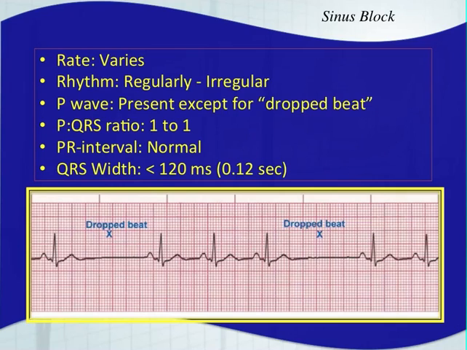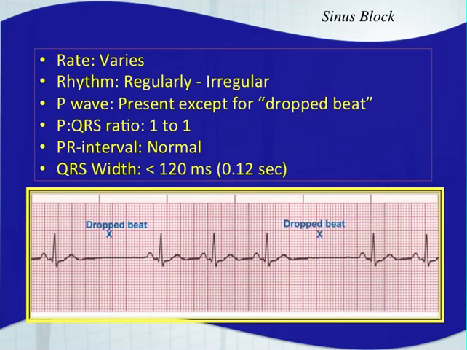A sinus arrest is different. For some reason with the sinus arrest, the atria never depolarized. This is being blocked. The rate will vary because of the dropped beats. The rhythm is regularly irregular. It will have a pattern, which is also different from sinus arrest. The P wave is present except for the dropped beat. The PQRS ratio must be 1:1. Again, if you see extra P waves here, it won't be a sinus block.